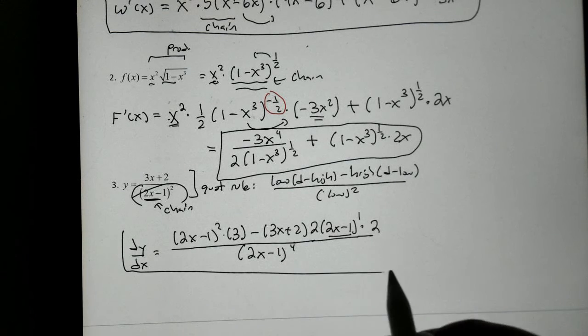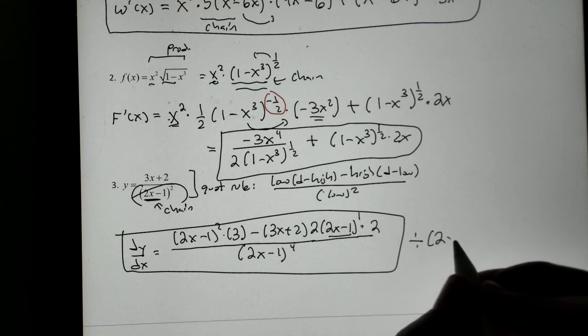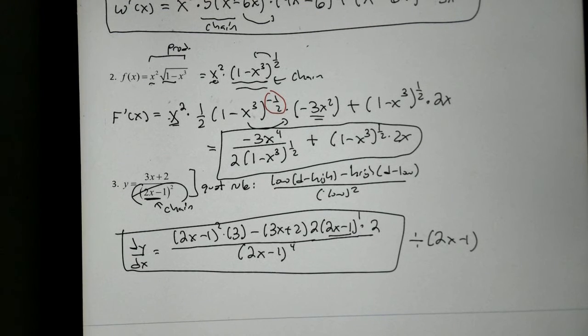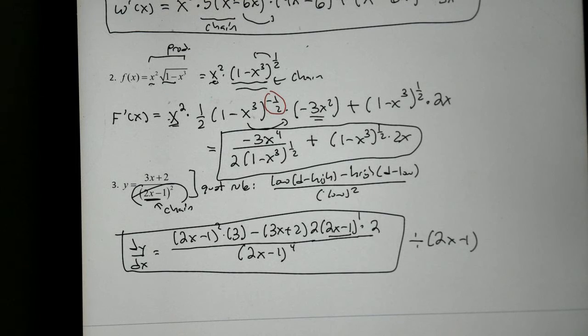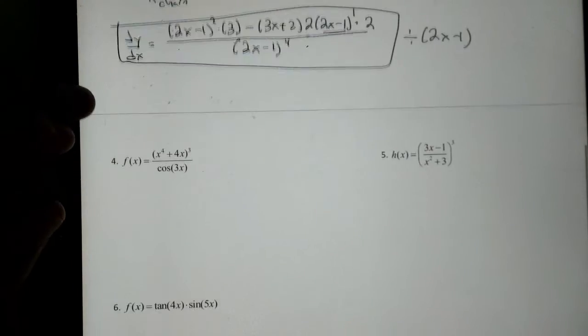We're done. That's it. You can simplify. For example, if I wanted to, I could divide everything by a 2x minus 1. I can simplify, but man, just get the answer for now. We'll worry about the algebra later. I just want to see if you guys get an answer. All right, so let's take a look at number 4. 4 is the same exact type of question.